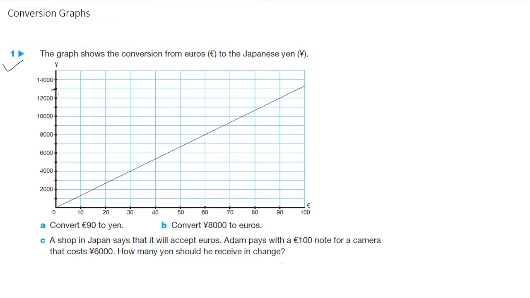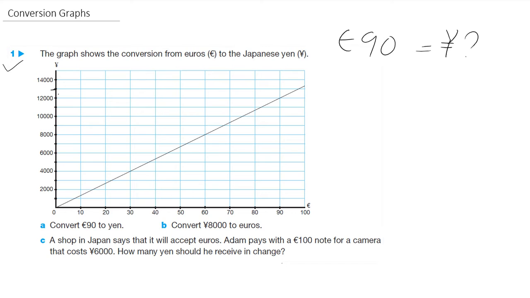The graph shows the conversion from euros to Japanese yen. On the y-axis they have given you the yen, and on the x-axis they have given you the euros, and it's a straight line graph. They ask you to convert 90 euros to yen. How much is 90 euros equal to in yen? What you need to do is look at your graph and tell the estimated value.